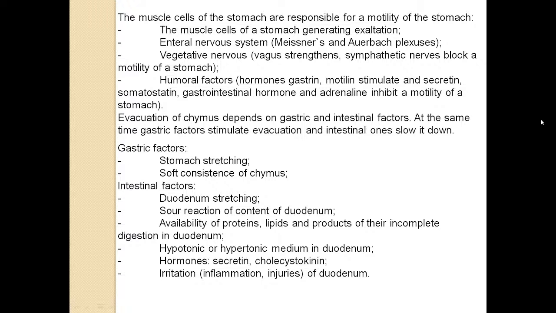acid reaction of content of duodenum, availability of proteins, lipids, and products of their incomplete digestion in duodenum, hypotonic or hypertonic medium in duodenum, hormones, secretin, cholecystokinin, and irritation, inflammation, injuries of duodenum.